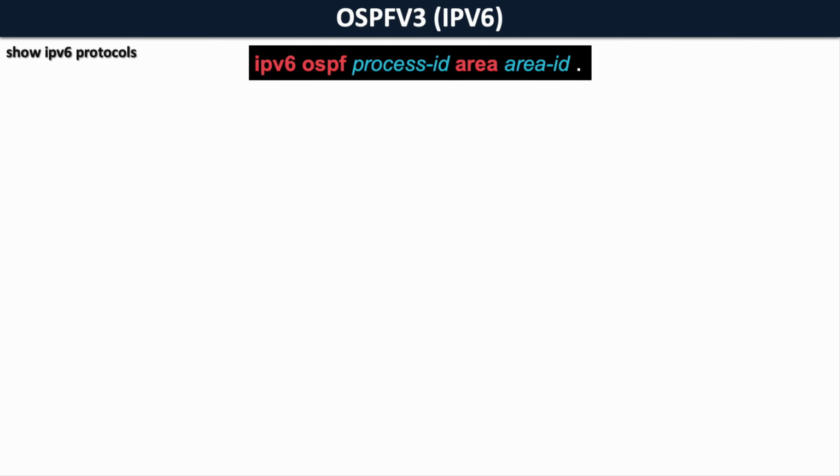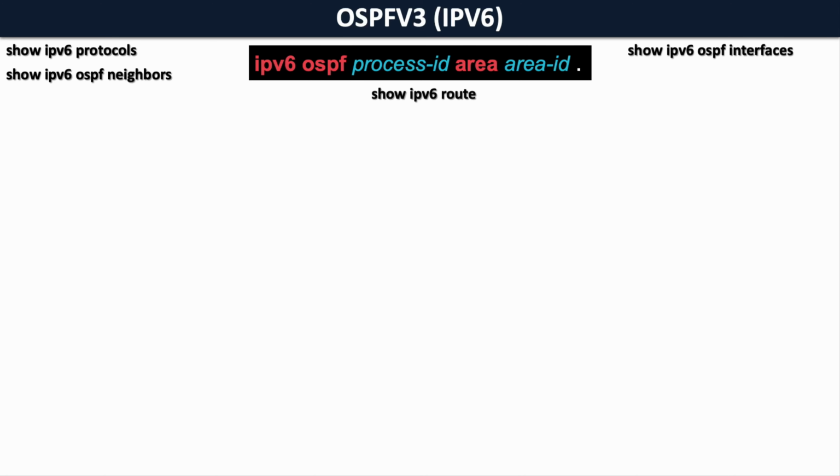The show ipv6 protocols command is used to check the IPv6 routing protocols on the router. The show ipv6 ospf neighbor command displays the neighbors that OSPF version 3 discovers. The show ipv6 ospf interface command is used to display the active interfaces and their costs. And the show ipv6 route command displays the contents of the IPv6 route table, which includes OSPF-specific routes.